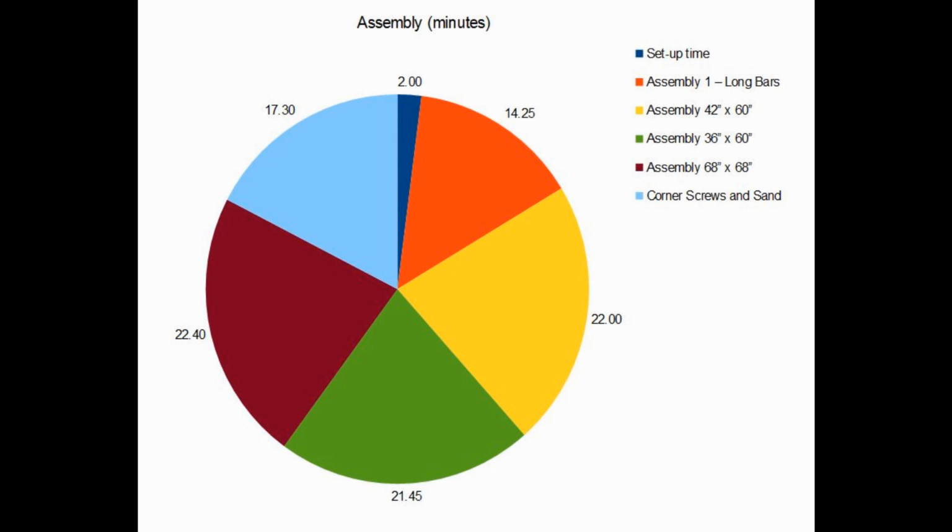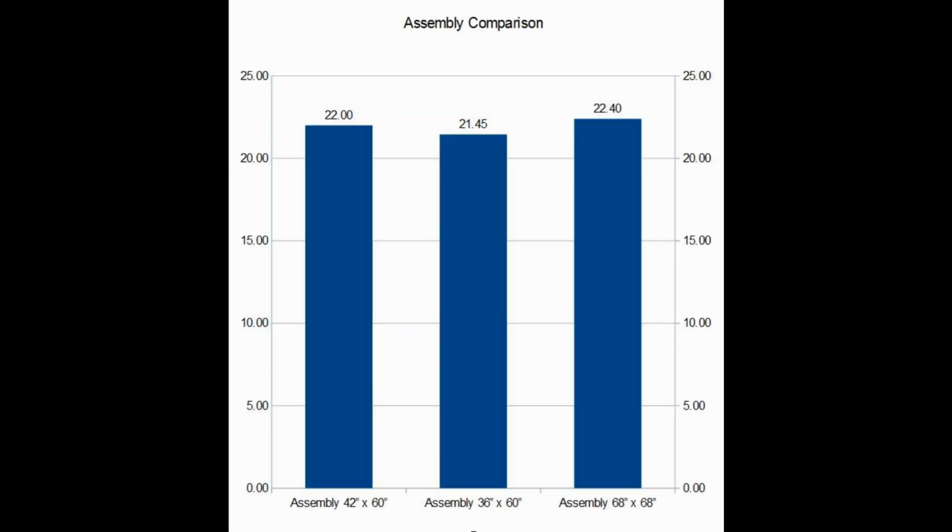And I found that the assembly times for each of the frames was relatively similar, even though one of those frames was a lot larger than the others. I did this bar graph as well to compare the time values for each of the 3 frames I did. And the largest frame only took about a minute longer than the smallest frame, and so that difference was smaller than I expected.